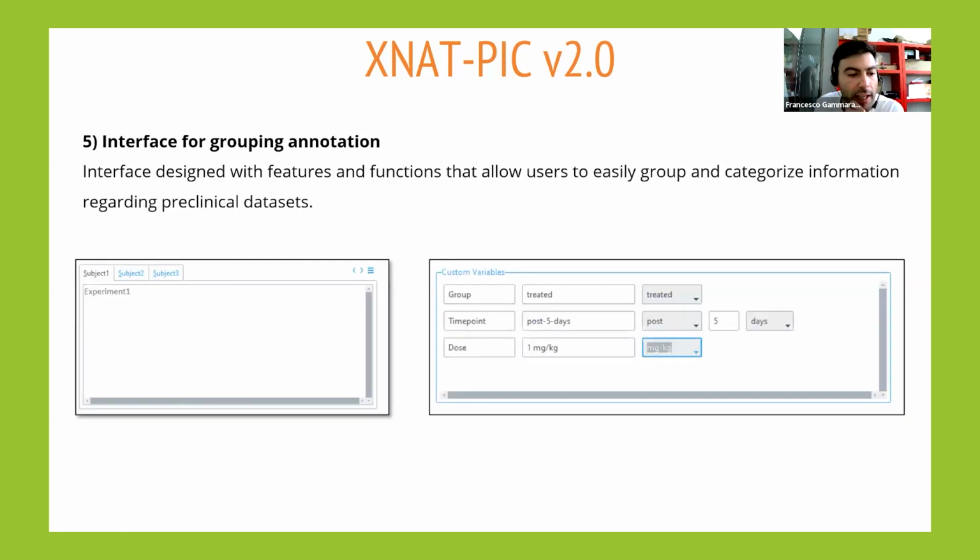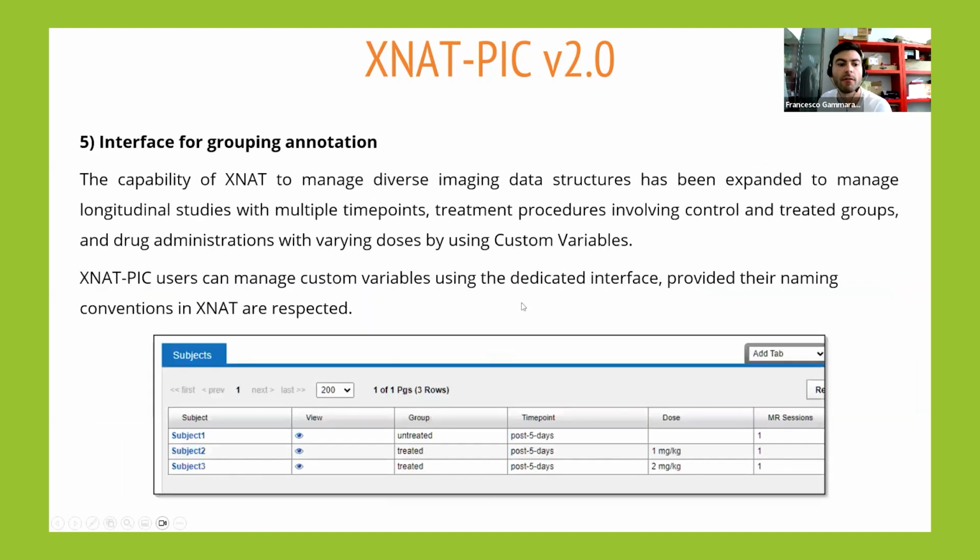So we have the XNAT-PIC interface for custom variables to facilitate the grouping annotation. In this case, we have selected a project and we have added some custom variables. And then we have uploaded the project to XNAT again, and now we can see the custom variables for the subjects.